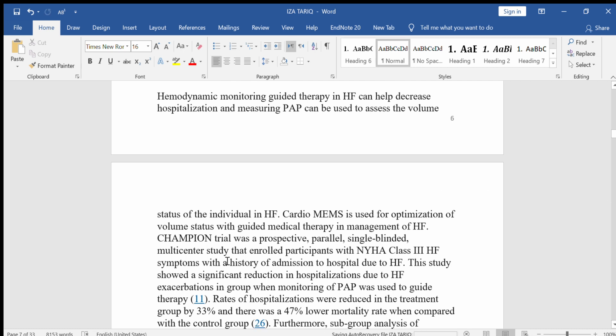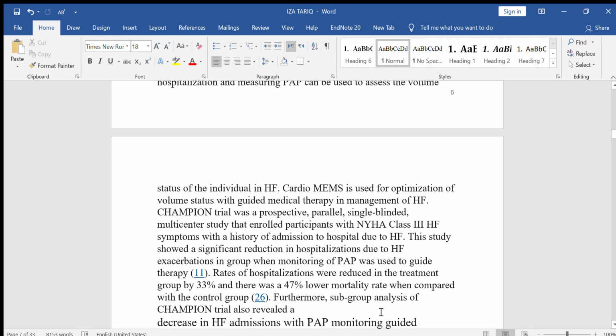CHAMPION trial. The CHAMPION trial was a prospective, parallel, single-blinded, multi-center study that enrolled participants with NYHA class 3 heart failure symptoms with a history of admission to hospital due to heart failure. This study showed a significant reduction in hospitalization due to heart failure exacerbations in the group where monitoring of pulmonary artery pressure was used to guide therapy. The rate of hospitalization was reduced in the treatment arm by 33%, with a 47% lower mortality rate when compared with the control group.